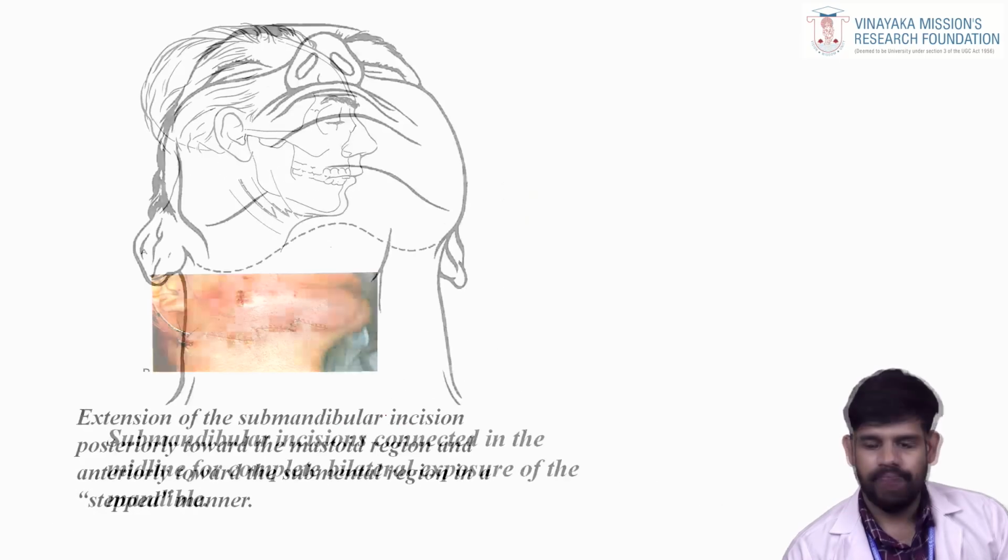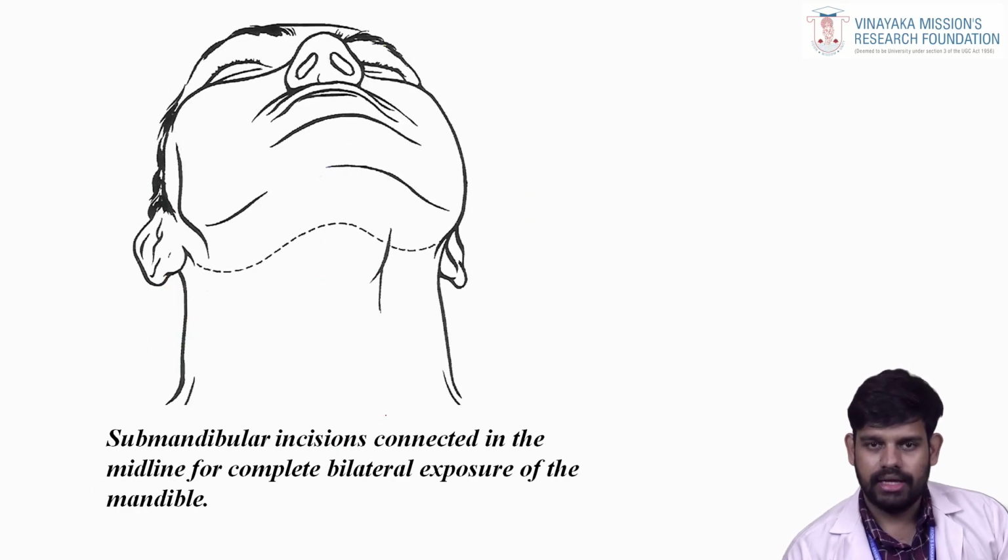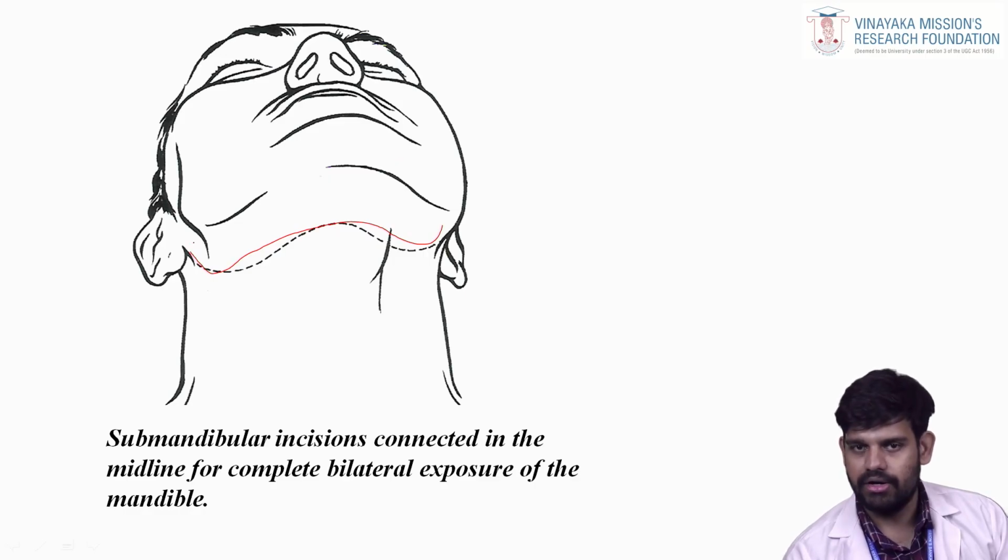And in case of comminuted fracture or multiple fractures, we can go for a visor incision from one angle region to the other angle region. So we can open the flap and we can see the entire mandible. We can approach this in case of comminuted fracture, where we need a recon plate for load bearing action.